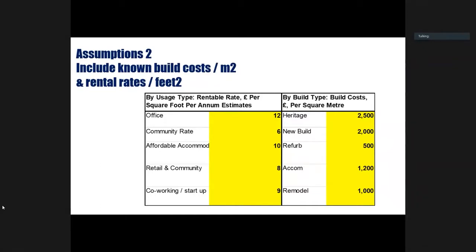Build costs is different types of build. So if it's a heritage, we've talked to architects to get a reasonable breakdown on these, but they're total guesswork. But it's to establish feasibility. So heritage, we've got £2,500 per square metre is a cost for that, or just a refurb would be 500.